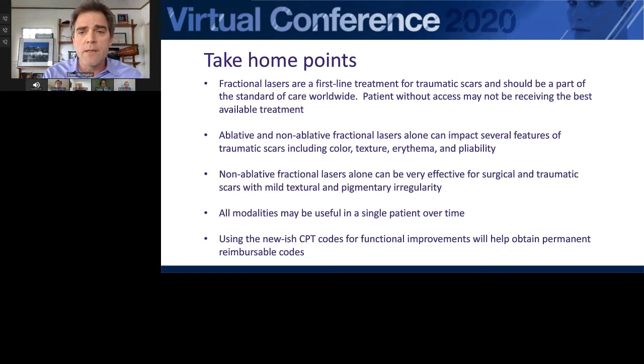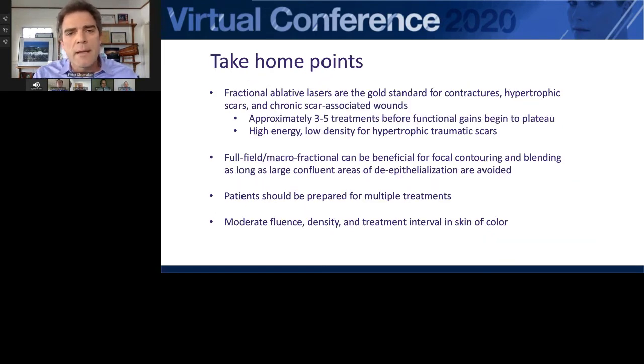Use those CPT codes, as I mentioned. And you need to counsel the patient. It's going to be multiple treatments. We tend to find the best functional improvement in about 3 to 5 treatments. I mentioned the high energy, low density for hypertrophic traumatic scars, and I'm sure you're going to hear that again from the other speakers. I will often combine macro and microfractional treatments for maximum benefit in the same patient.